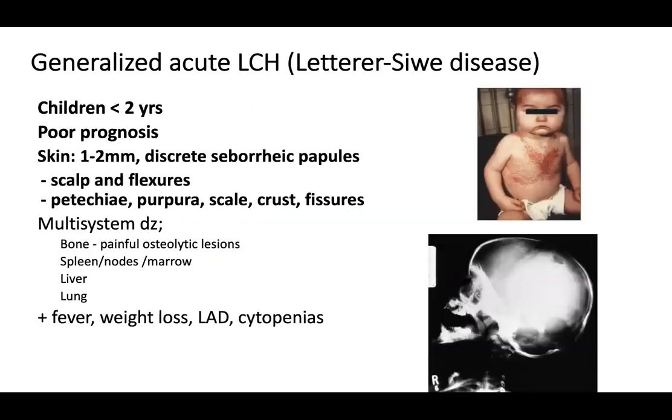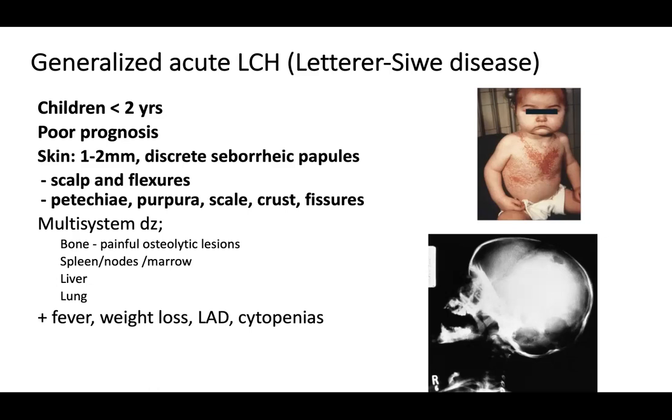Some different subtypes of Langerhans cell histiocytosis. So you have generalized acute Langerhans cell histiocytosis, traditionally known as Letterer-Siwe disease. It occurs in children less than 2 years old. It has a poor prognosis, unfortunately. On the skin, you have 1 to 2 millimeter discrete seborrheic papules, and again, it can look like seborrheic dermatitis clinically. It can look like seborrheic dermatitis on histopathology as well, depending on the sample. It involves the scalp and the flexures.